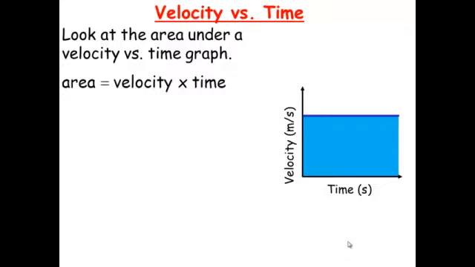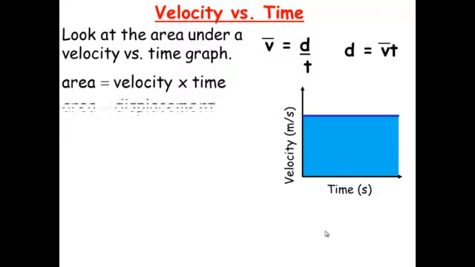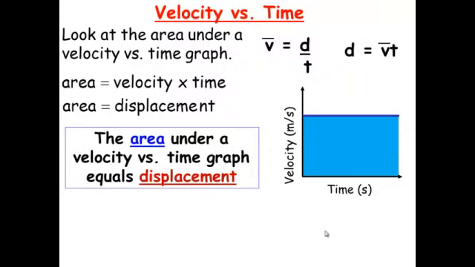Well, what does that give us when we have velocity times time? If we go back to our average velocity formula, we know it's equal to displacement divided by time. If I cross multiply with that equation, I get displacement is equal to velocity times time. Well, that's what our area is. So our area in this case is equal to displacement. What this tells us is that the area underneath a velocity versus time graph equals displacement.